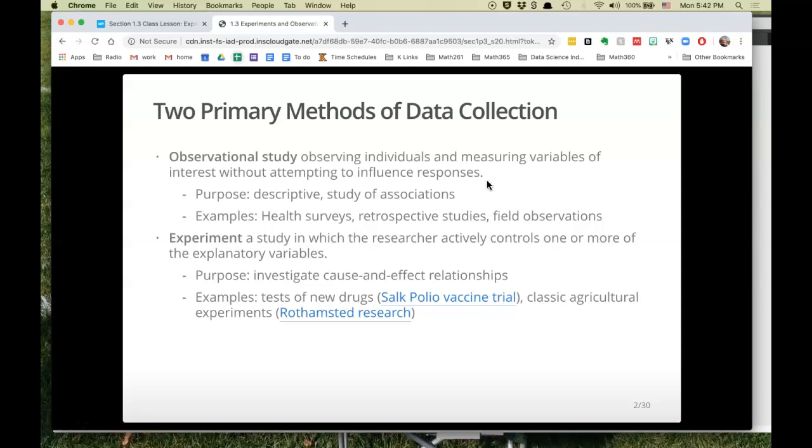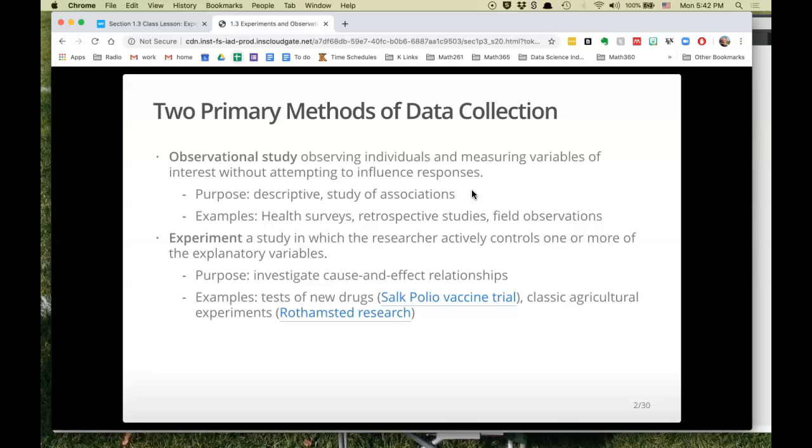Again, that's defined pretty loosely, context specific. Our purpose is descriptive. We want to understand the population that we're sampling from or measuring from, and we're usually studying associations. In some cases it's not feasible to experiment, and in others this might be a preliminary stage where a second stage involves doing some sort of experimentation.